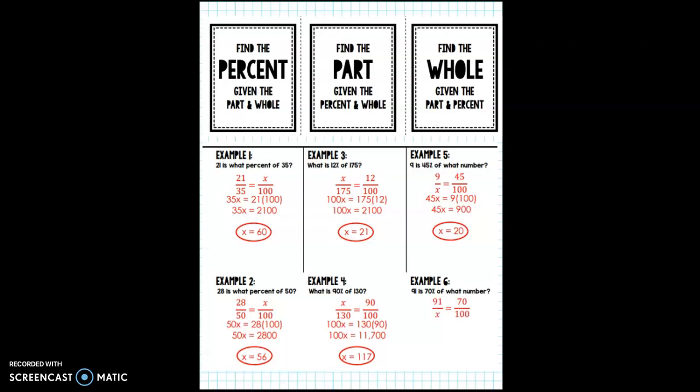Last example, 91 is 70% of what number? Again, the 70% is written as 70 over 100. 91 is our part, and we're looking for the whole, so that is our x. Multiply across, 91 times 100, x times 70, then divide by 70. This gives you 130. 91 is 70% of 130.